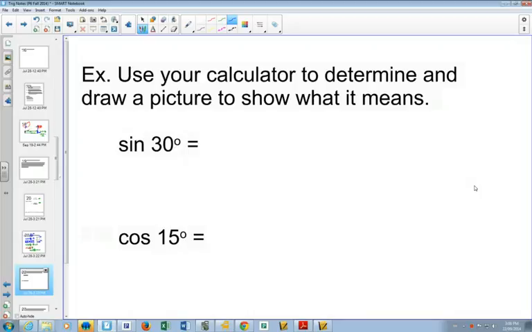Like here, we're finding sine of 30. If you type sine of 30 into your calculator, it tells you 0.5. If you made that into a fraction, what would you get? 1 over 2.